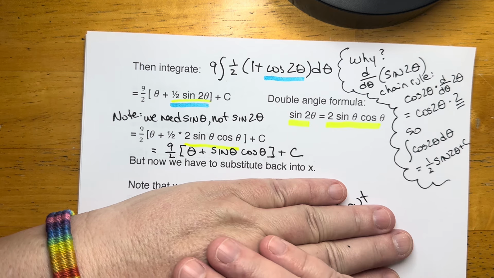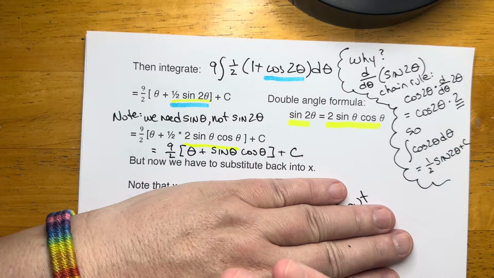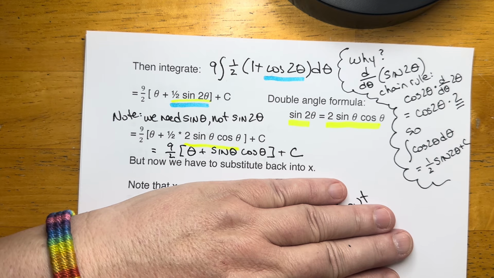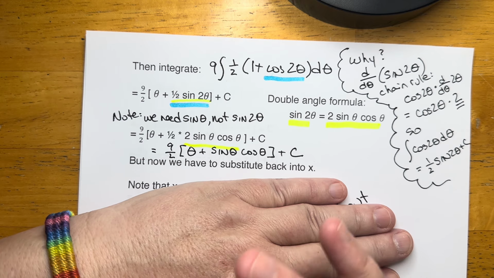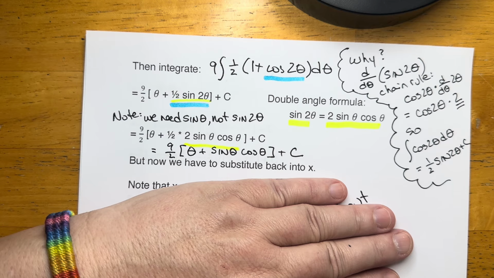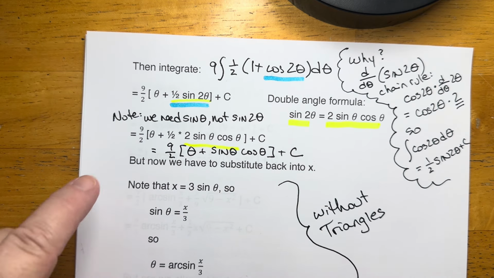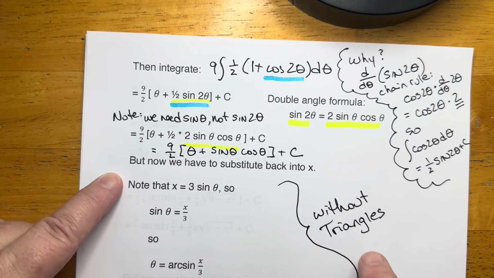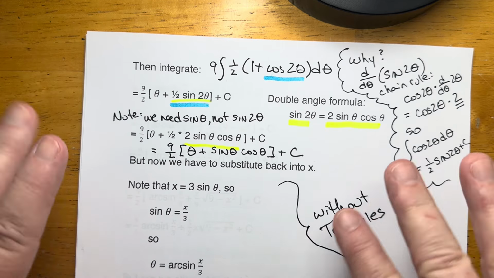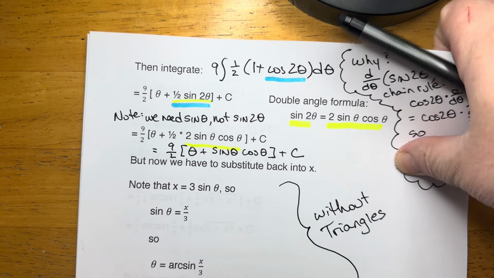So, right, we did this trig substitution. Then we manipulated what was inside the integral. Then we figured out how to integrate. Then we used the half angles and the double angles to get everything to cooperate. And now we're at the point of substituting back into x, and that's when the triangles come in. But this first time, we're not going to use the triangles.